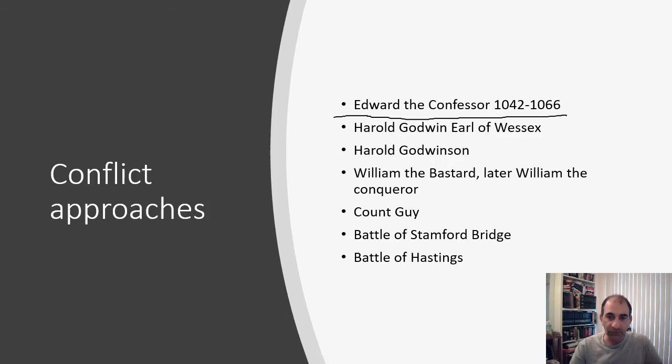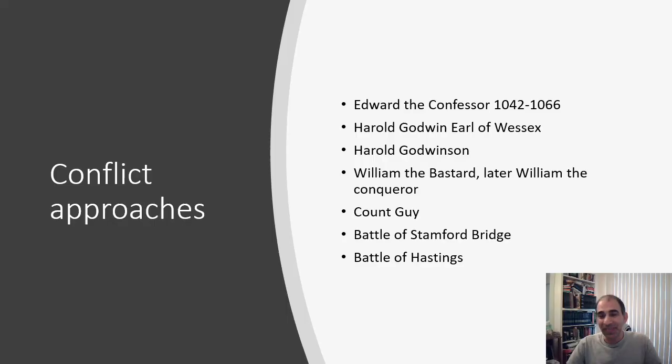Who is Edward the Confessor? Edward the Confessor is the king of Britain in 1042. Now, what you need to know about these individuals as we go through the story, and how we get the Norman conquest of Britain, is who's Norman and who's Anglo-Saxon. So Edward the Confessor, he's the king of Britain, and he is Anglo-Saxon, right? He's ruler of Britain.